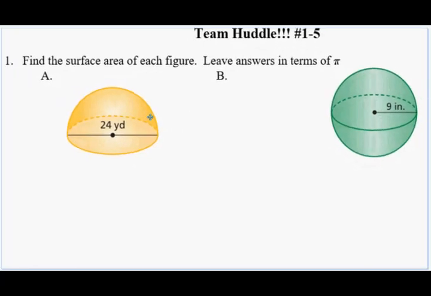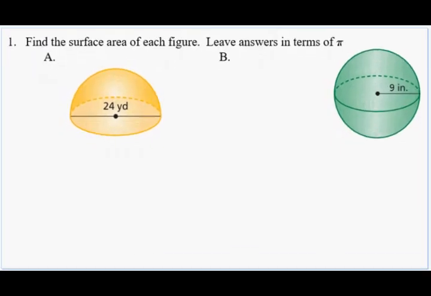And in number 1, A and B, they do ask us to leave our answer in terms of pi. So in the first one, 24 is the diameter. Our radius will be 12. So we're going to do here 1/2 of our sphere, and that's 4 pi r squared. That'll be the dome shape.